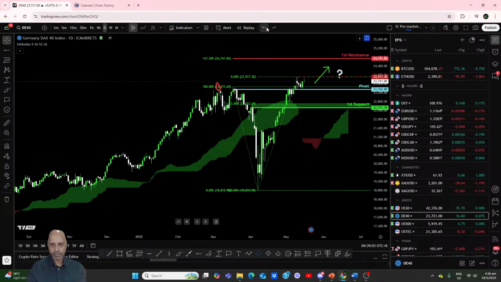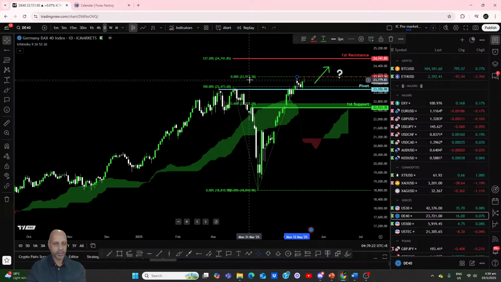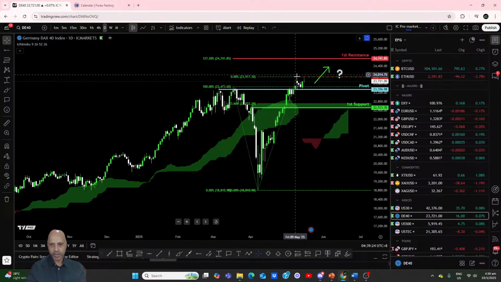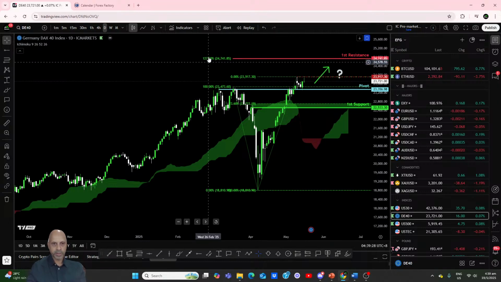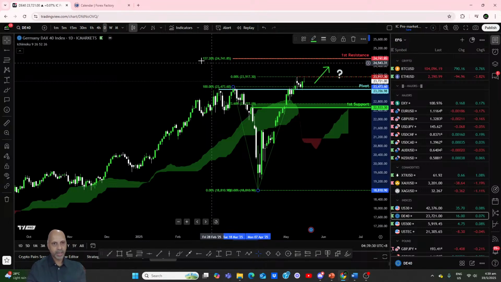Right, so we could see a nice continuation, right? If we see the DAX continue to remain above the pivot at 23,356, right, we could see it at least make another second attempt towards the intraday all-time high, which is at 23,917.